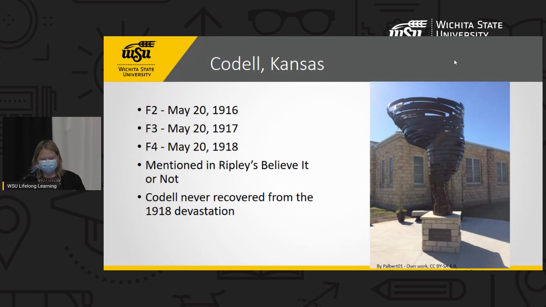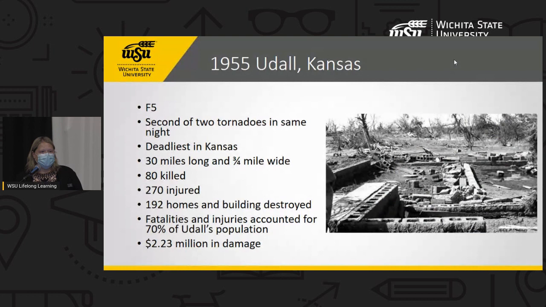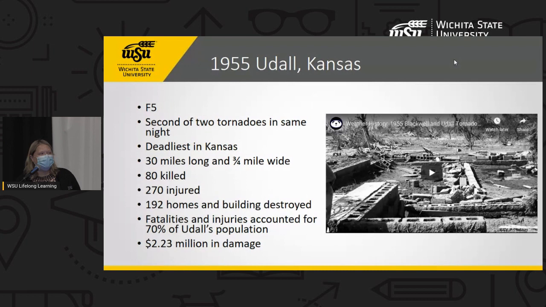Well, in 1955 in Udall, there was an F5 tornado. So this is the most intense tornado that you can have. And two tornadoes hit in the same night. They were in close proximity, but not in the exact same place. And this is actually the deadliest tornado that ever occurred in Kansas.